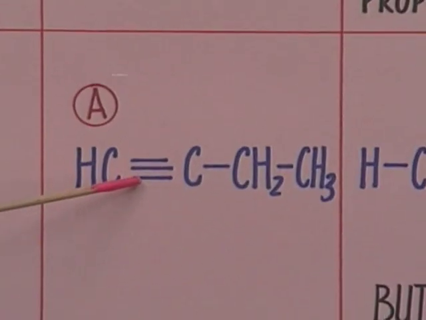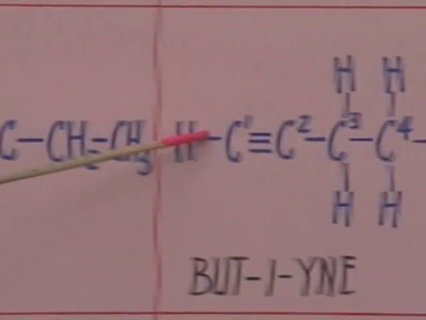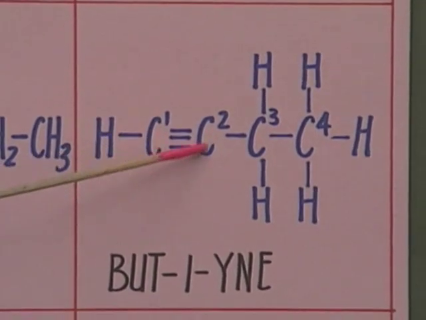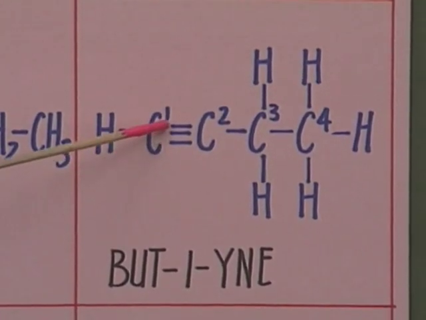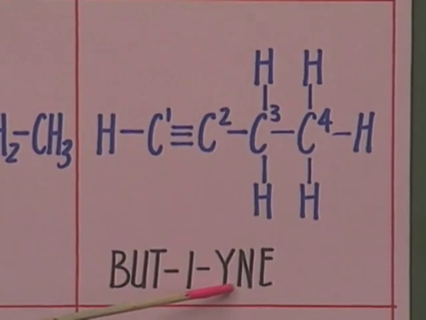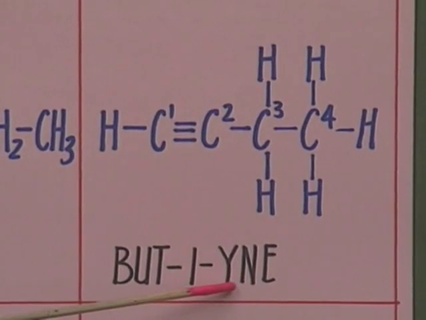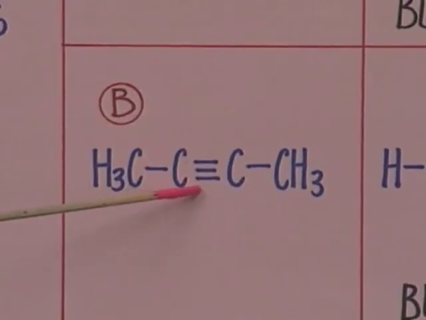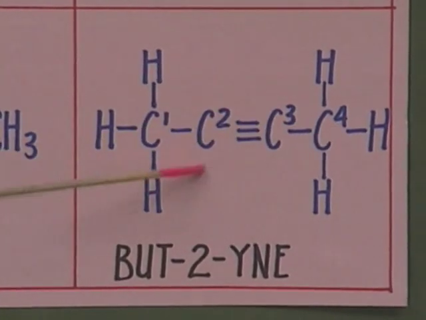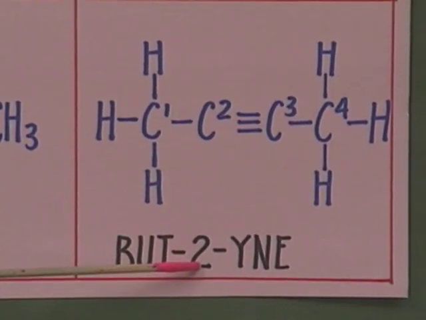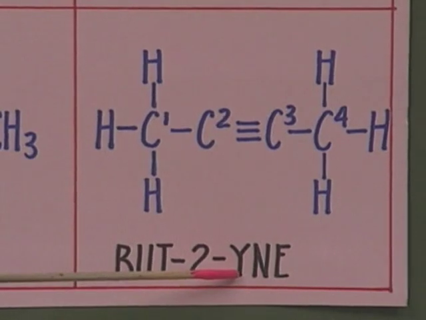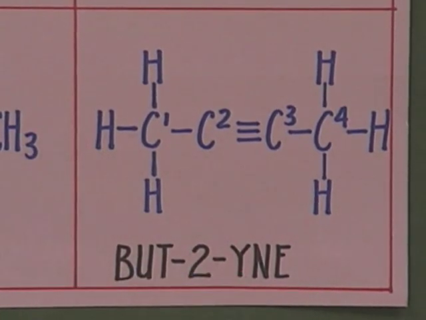In the first case, we have the triple bond following the first carbon atom. And again, we number the carbon atoms in the longest carbon chain, starting from the end nearest the functional group, or the triple bond. So this is carbon atom 1, 2, 3, and 4. And this will be called but-1-yne, because the triple bond follows after the first carbon atom. But we can also have the triple bond following the second carbon atom. So we start numbering from the left, carbon atom 1, 2, 3, 4. And this is called but-2-yne, because the triple bond follows after carbon 2. And the ending of the name yne indicates that this is an unsaturated alkyne.